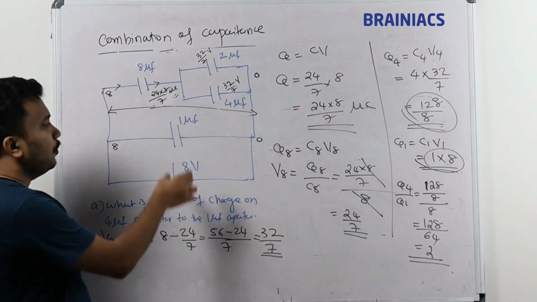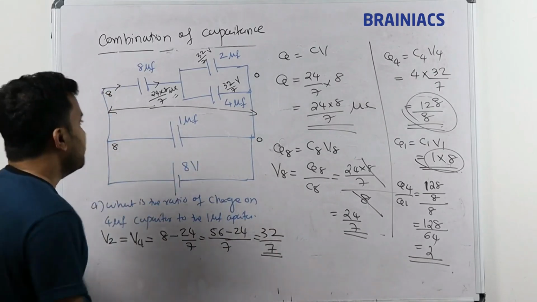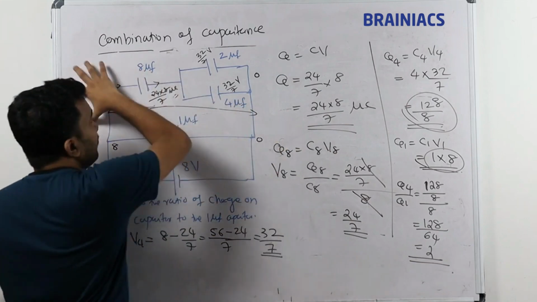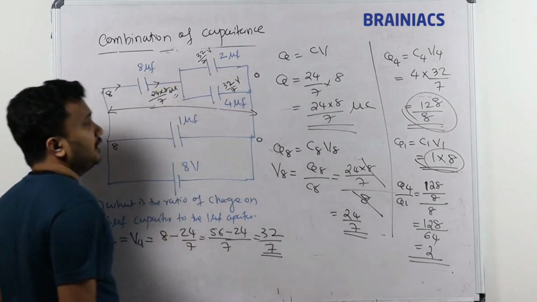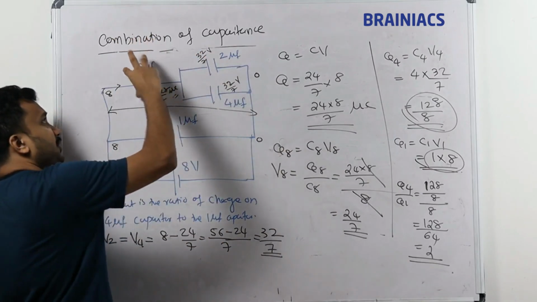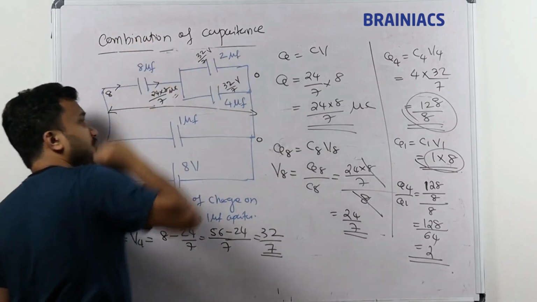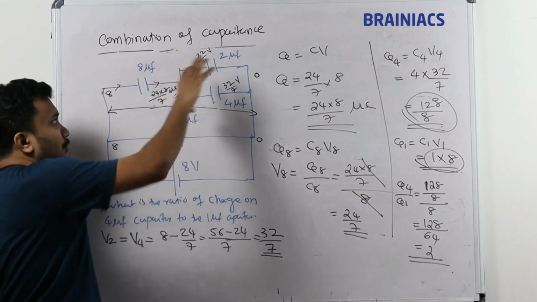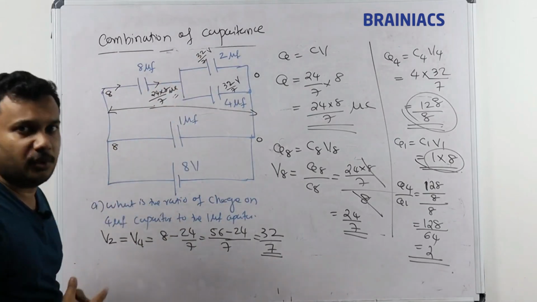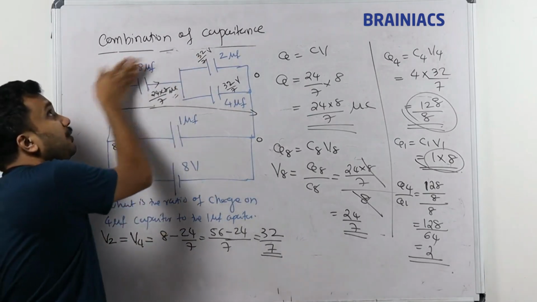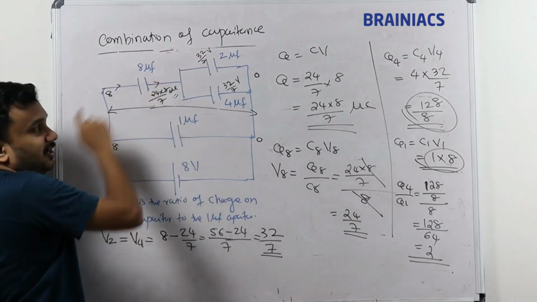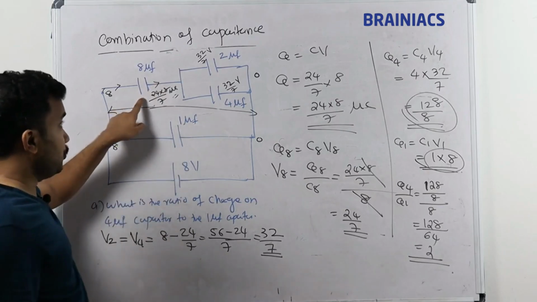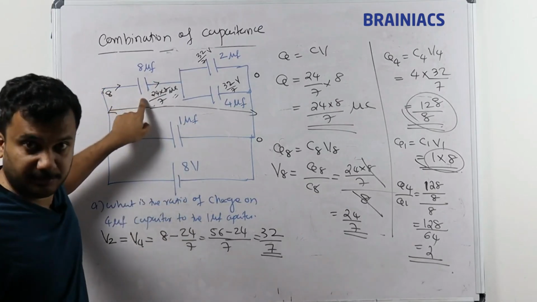Next, the 8 volt you are giving here means 8 volt here also, and totally 8 volt. So I know the total voltage. I find the total capacitance in the branch and, based on that, find the total charge flowing on the upper branch. The same charge will be here. Once the charge is known, based on the charge I calculate the voltage here.